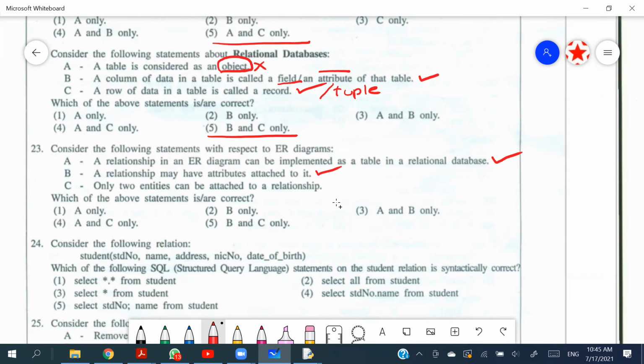Right? So then the third one, only two entities can be attached to a relationship. No. There can be more than one relationship.